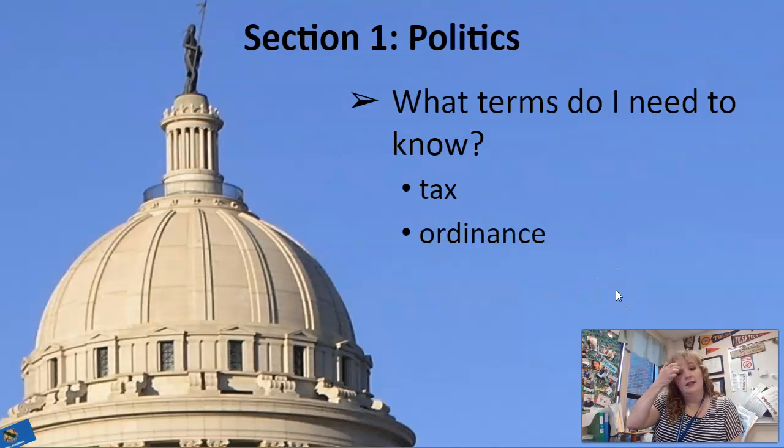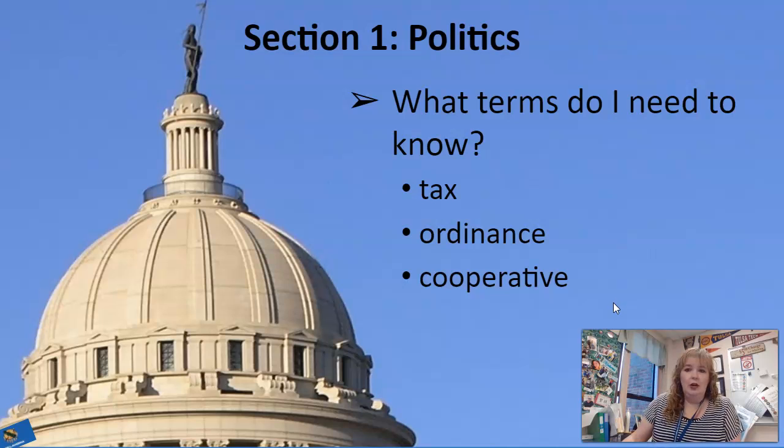Ordinance: we have city ordinances going on right now in relation to mask mandates. And so if you're in Oklahoma City or in the city of Edmond right now or Tulsa, you are required to wear a mask anytime you are in public. Those are city ordinances.